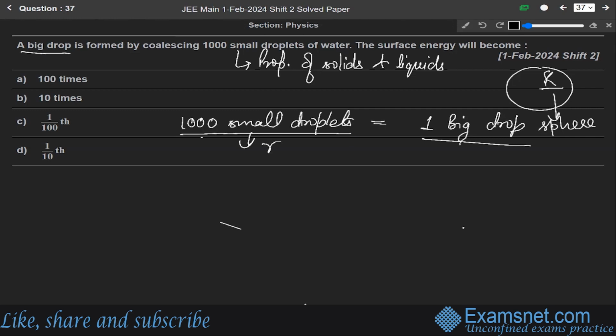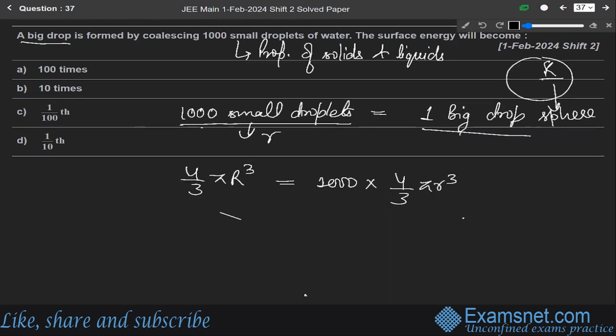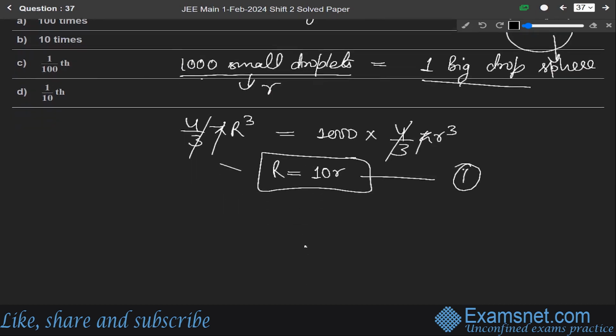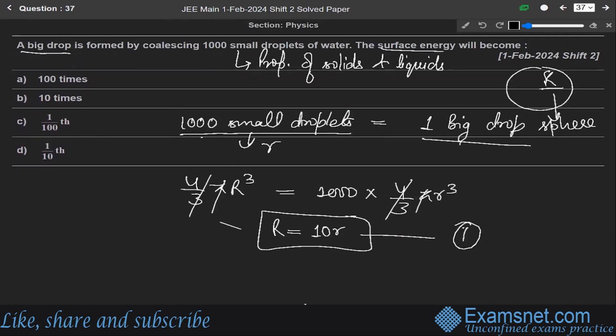Okay, so 4 by 3 pi R cube means the volume of the big drop will be equal to 1,000 into the volume of the small droplets. From this, pi cancels, 4 by 3 cancels. So capital R will be equal to 10 r. Let us say this is equation number 1. Now we have to find the surface energy.